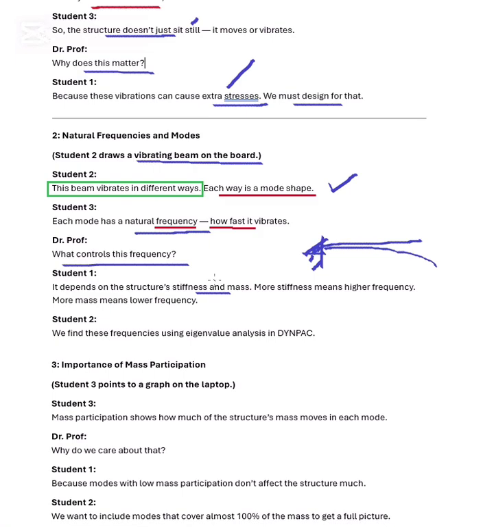What controls this frequency? Why are some structures vibrating more frequently? Some structures take a lot of time to complete one vibration cycle. It all depends on mass and stiffness. More stiffness means high frequency, which means a shorter period. And if mass is more, it means lower frequency, which means it takes a longer time period.